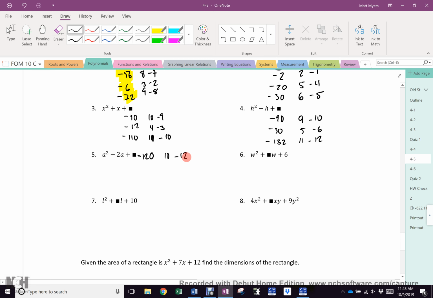Excellent. Now give me another one. Negative 24. Why? 4 minus 6. Now give me another one. Negative 15 because 3 minus 5. And so on and so on and so on. Yes? Okay. We shift gears for number 6.